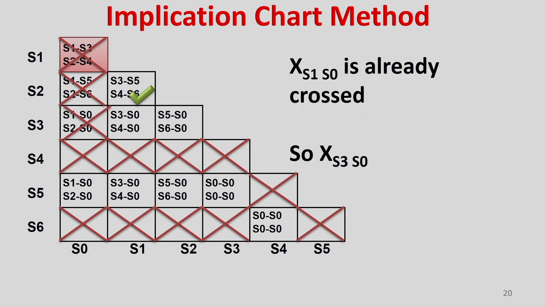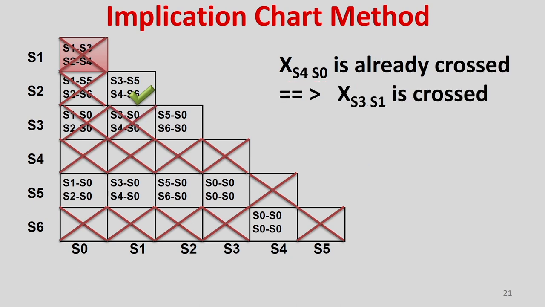Okay. So, S 1 S 0 is already crossed, then what does it imply? In this case, S 1 S 0 is already crossed. That means this implies S 3 S 0 is crossed. Now we can see S 4 and S 0. S 4 S 0 is already crossed. Then S 3 S 1: this one is already crossed, this one is already crossed, so this implies this will also be crossed. So S 3 S 1 is crossed.